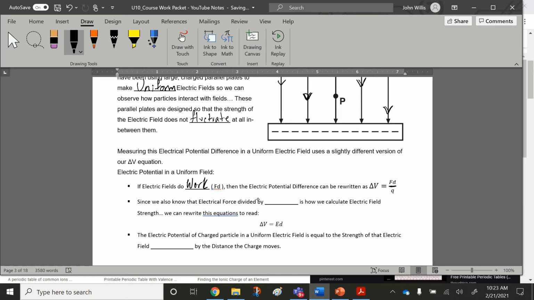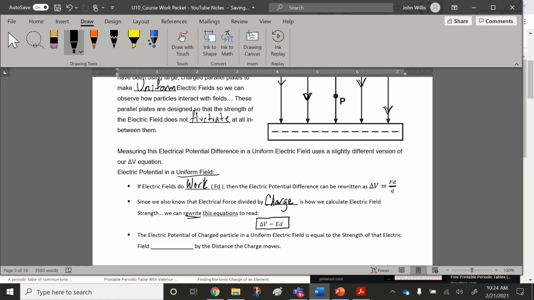And so we can incorporate our charge there, rearrange the equation a little bit. The book does this rewriting for us. But remember, if you've got a force divided by a charge, that is the strength of your electric field. And so delta V is equal to ED is another perfectly valid equation for a uniform electric field. Not a single point, but a uniform electric field.